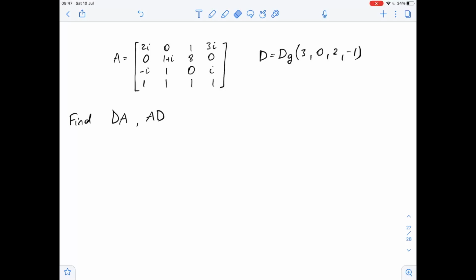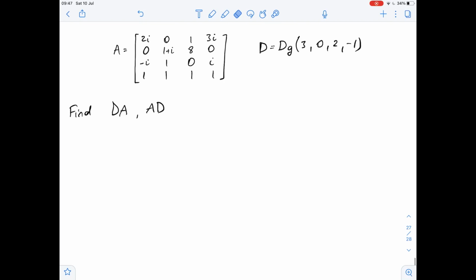So matrix A is given, matrix D is a diagonal matrix with diagonal entries 3, 0, 2, and -1, and we need to find their products DA and AD. So we can write down that matrix D equals, here we have 3, 0, 2, -1, and the rest of the entries are zeros.